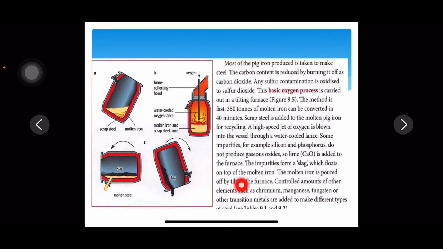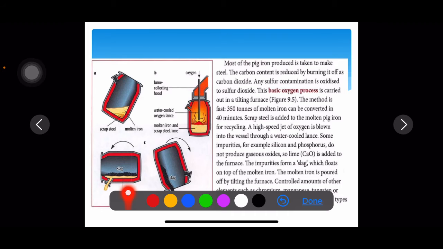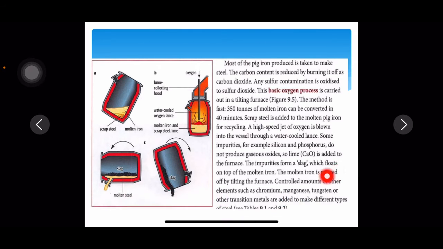Here we collect the molten iron from the furnace by tilting, and then they add different elements to make alloys like chromium, manganese, tungsten, any other transition metal to make different types of steel. As you know, mild steel is having little amount of carbon, but stainless steel is having different elements.